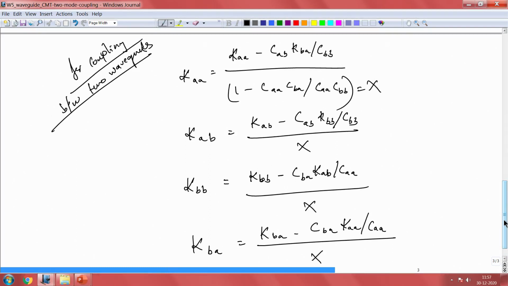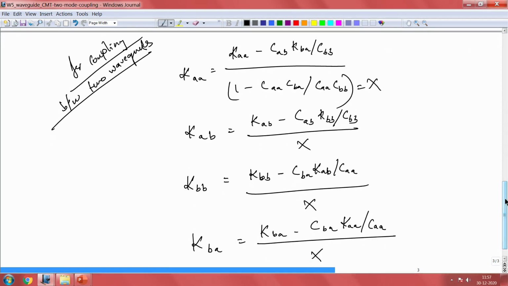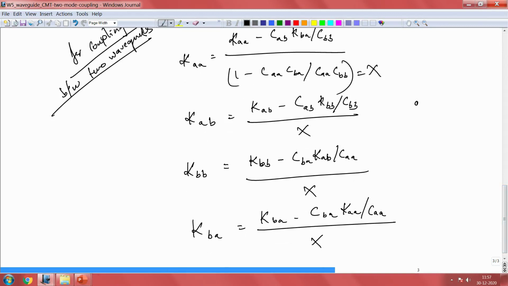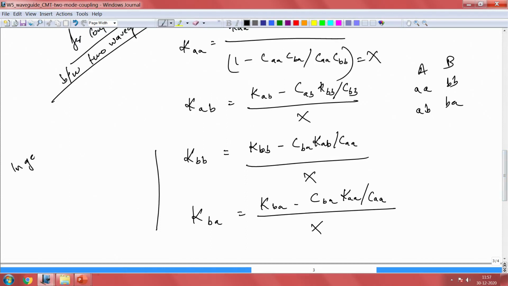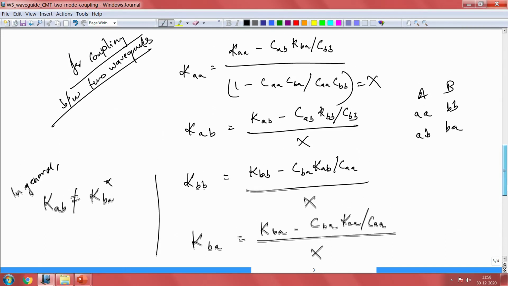One thing that is clear from all of this is there is a cross coupling factor and there is a self coupling factor. So, there is an AA factor and there is an AB factor: AA, AB, BB and BA. You can see here there is self coupling between the A modes, self coupling between the B modes, and then cross coupling between A and B and B and A. Here something that we should also note down is, in general, this is a general case, your kappa AB won't be equal to kappa BA when you are talking about two different waveguides.